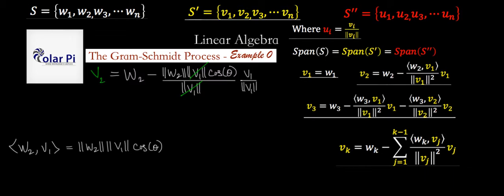So that says then that v2 is equal to w2 minus the norm of w2. Sorry guys, I'm having a bad handwriting day. The norm of w2 times cosine theta, and then we just have, and I'll write it color coded, I suppose, v1 over the norm of v1, right?